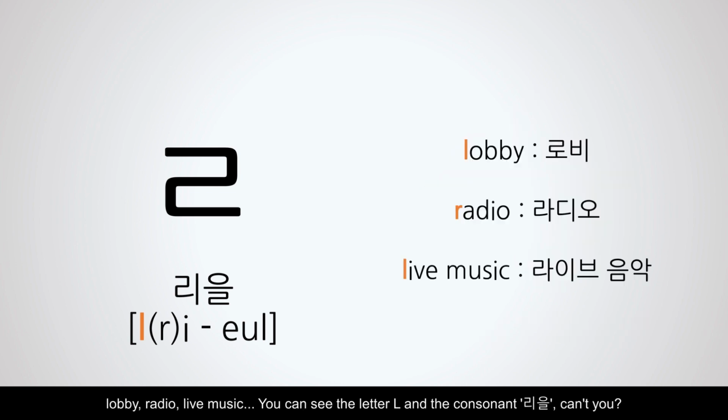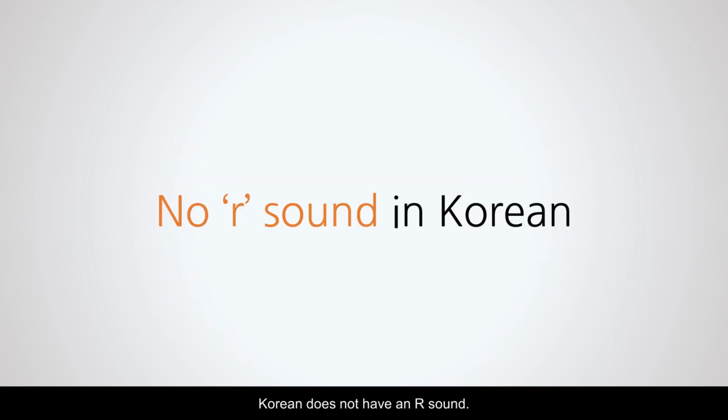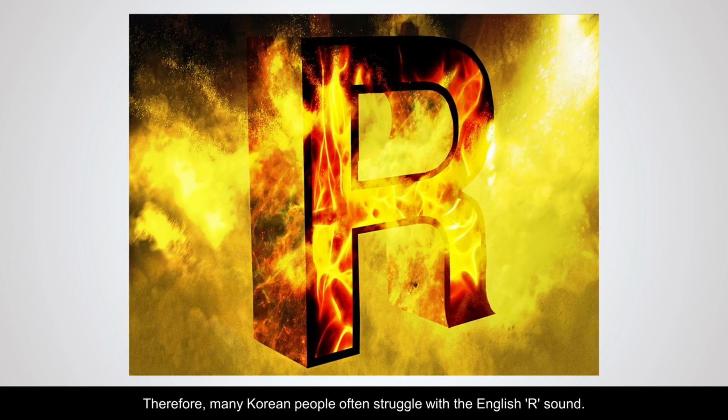Lobby, radio, and live music. You can see the letter L and the consonant reul, can't you? In the second word, radio, there's an R, and next to it is the consonant reul. This is an important part. Korean does not have an R sound. Therefore, many Korean people often struggle with the English R sound.